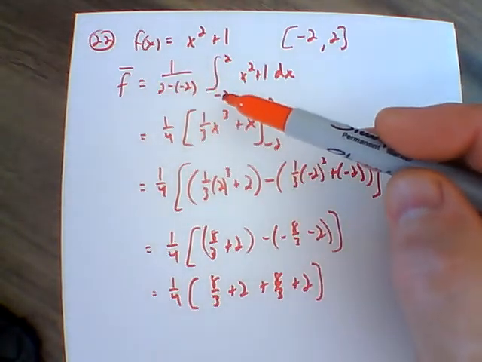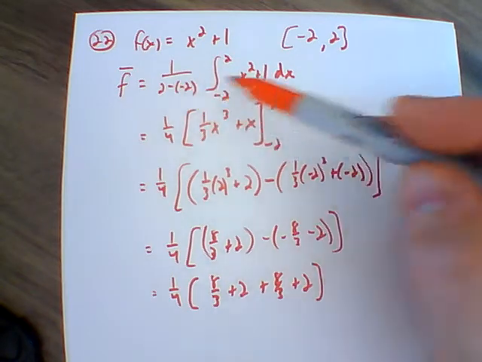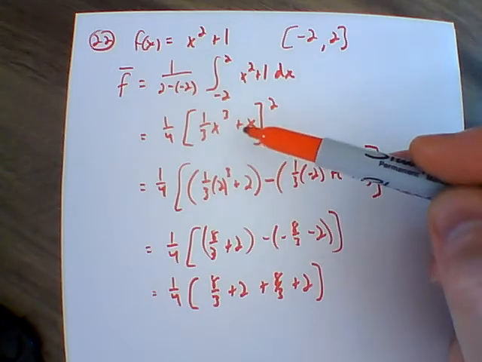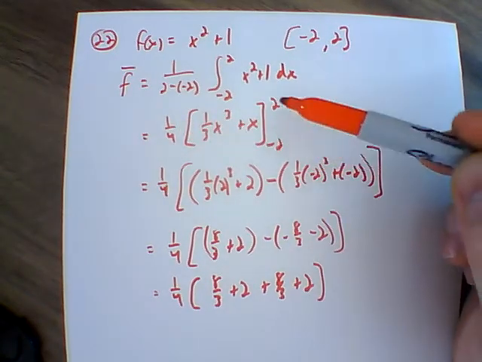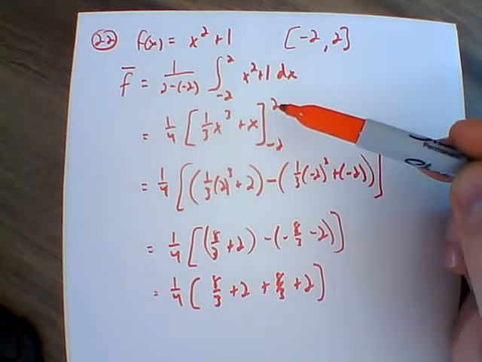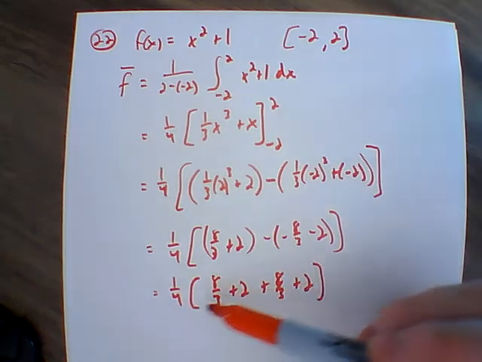So don't get me wrong and say that this is 2 times. We need to have this part right here because this is the overall function. But when we come down here, I could have done 2 times the integral from 0 to 2 on here because it's an even function. But I didn't, so I have all this here.